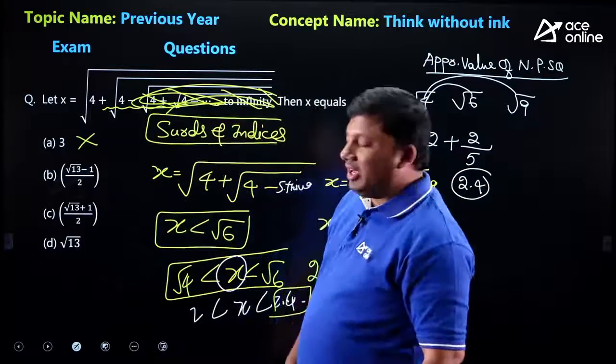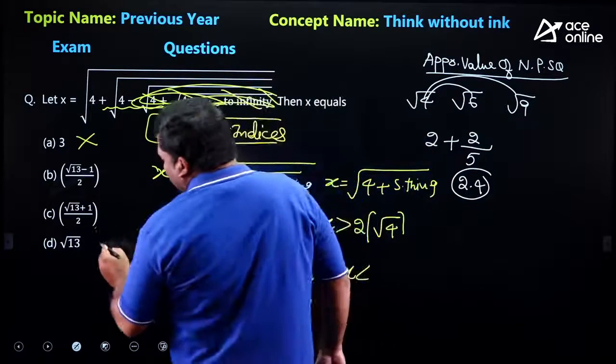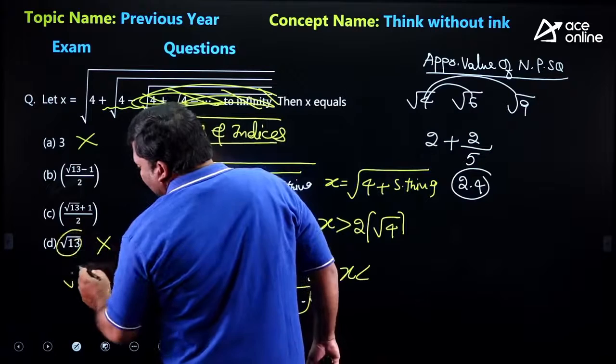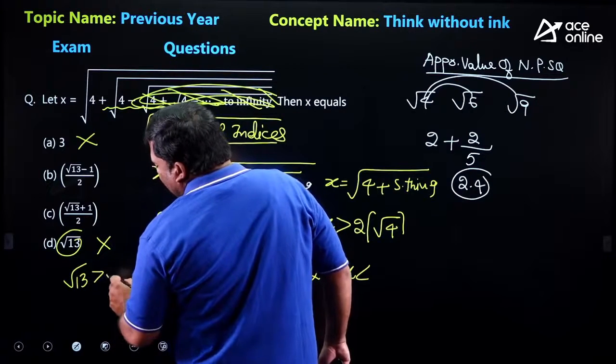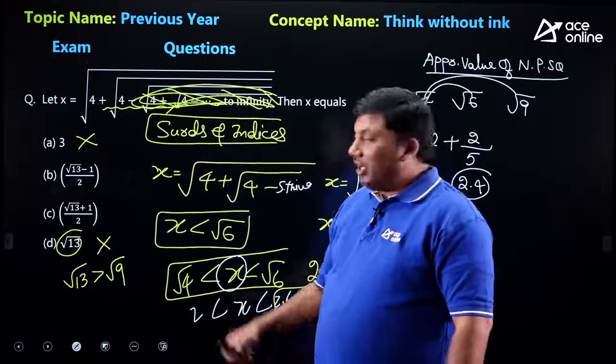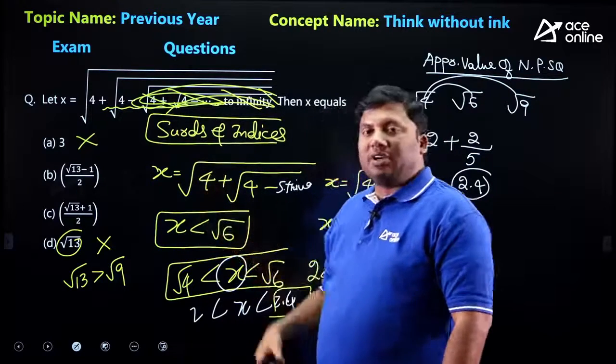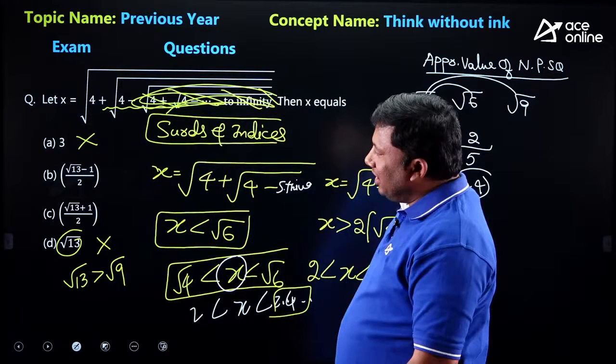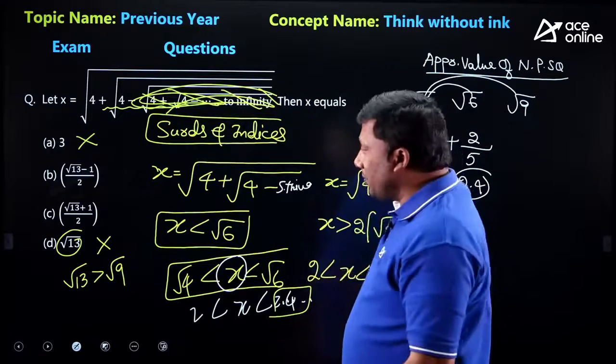If option A is eliminated, option D also will be eliminated. Why? Because root 13 is greater than root 9. Root 9 is 3. So if 3 is eliminated, option D also is eliminated. Now we have option B and option C.